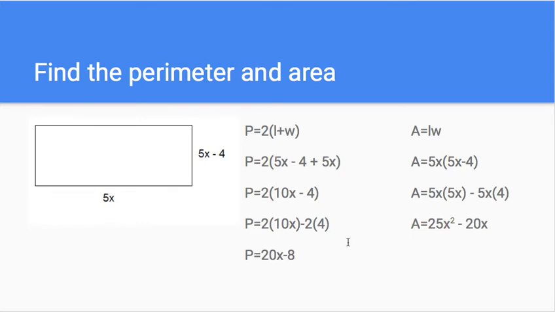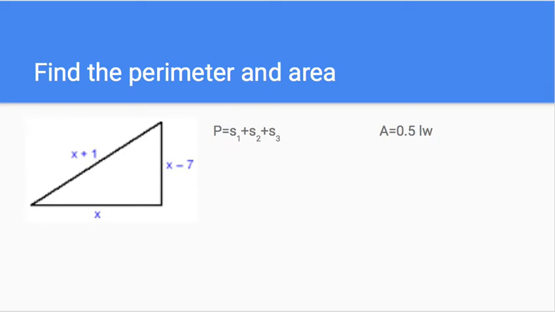5x times 4 is 20x, so 25x squared minus 20x. We're also going to use our triangles. Now for a triangle, the perimeter is side plus side plus side. Now I did these little subscripts, side 1 plus side 2 plus side 3. That's what this means. It's just to show you the difference between the three sides. So I'm just going to add together everything.